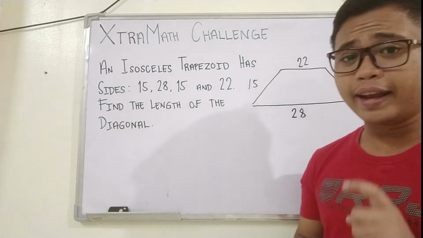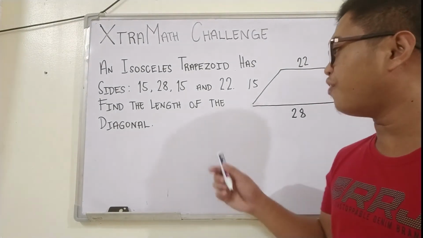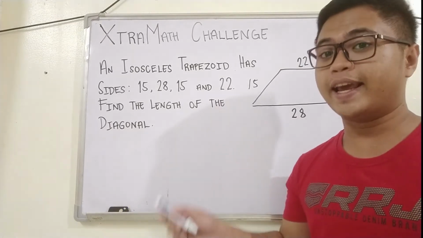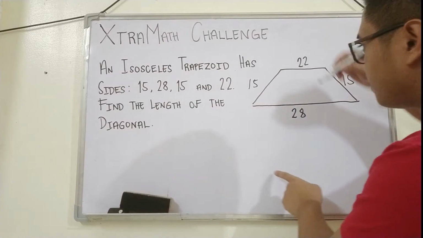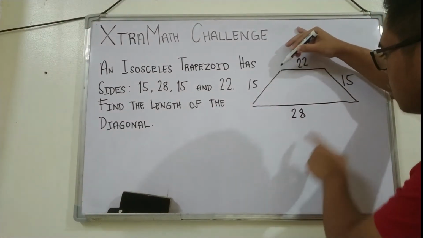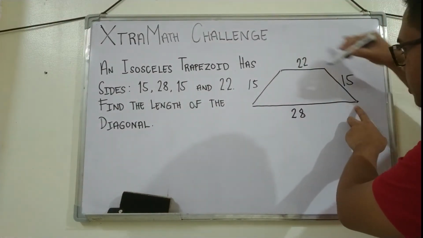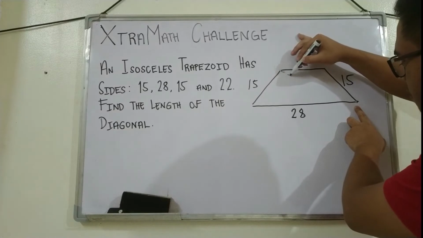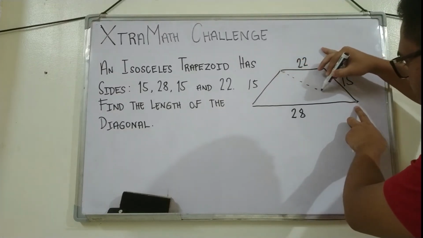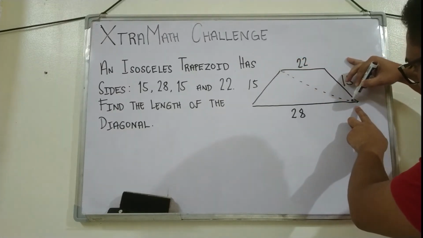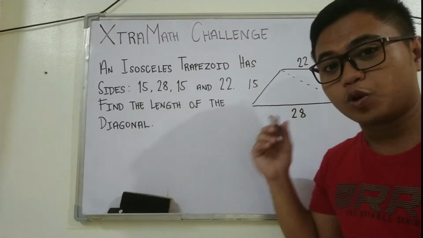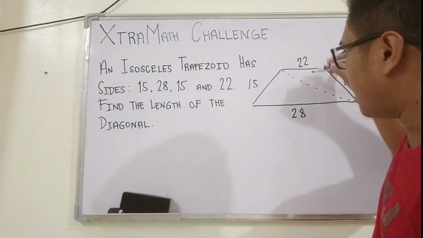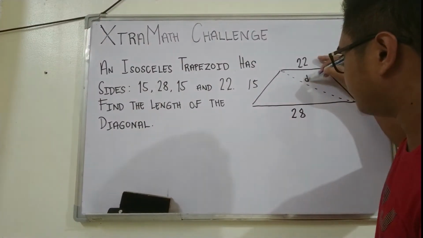Okay? And now, what we are going to find is its diagonal. A diagonal is this one. We have to connect these opposite vertices. Now, this is the diagonal of our trapezoid. Let's name it as D.